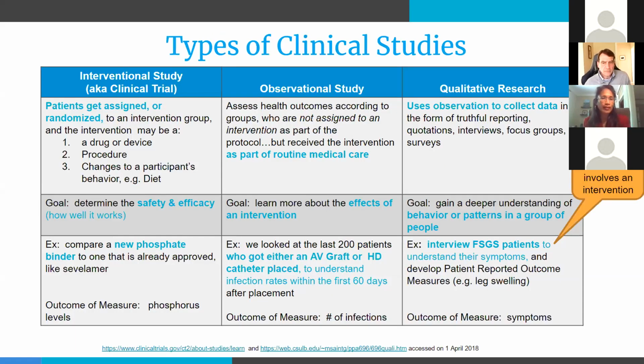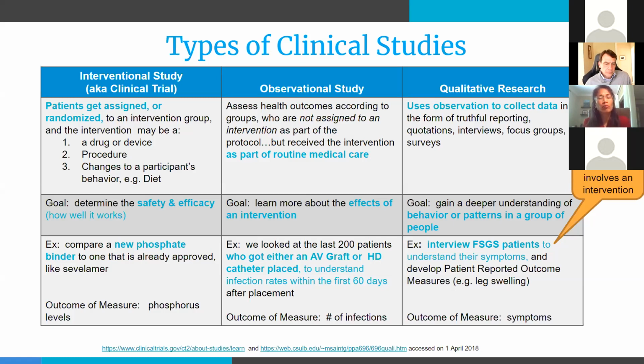So there are different types of clinical studies, and on the far left, I've listed interventional studies, in other words, clinical trials. So this is what I am involved with every day, and Dr. Nachman is an investigator in many of these trials. And this is where patients get assigned or randomized to either the intervention group or the placebo group, so you can compare what happens between the two groups. The goal is to determine the safety and the efficacy, in other words, how well the intervention works in our patients. And what we want to see is that the intervention group does a little bit better than the placebo group, and then we can go along and hopefully get that new therapy approved. So a simple example is phosphorus, hyperphosphatemia. When you have a new phosphate binder, that would be your intervention, and you test it to make sure that the phosphorus levels go down.